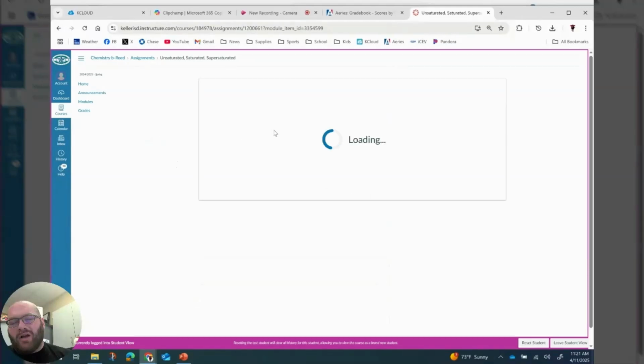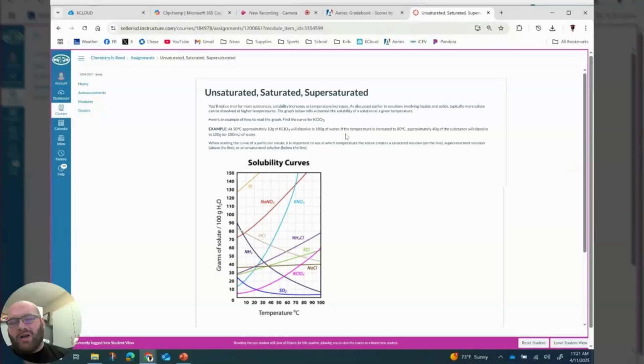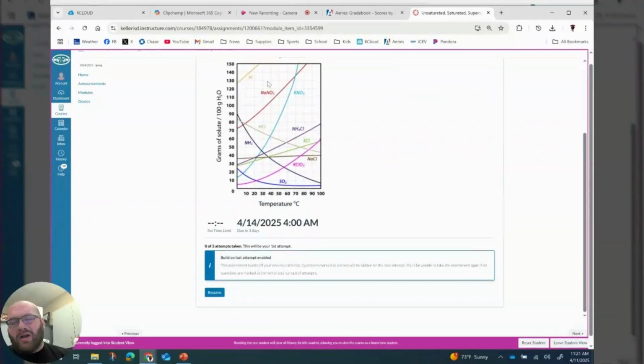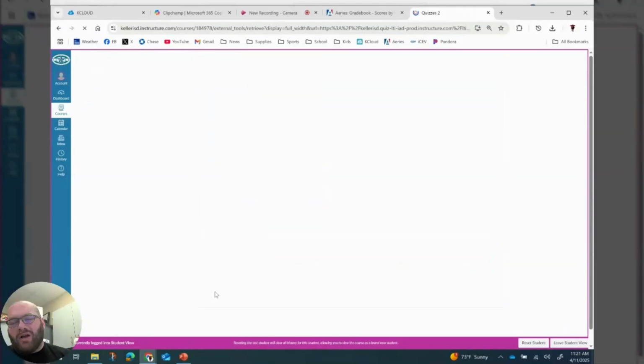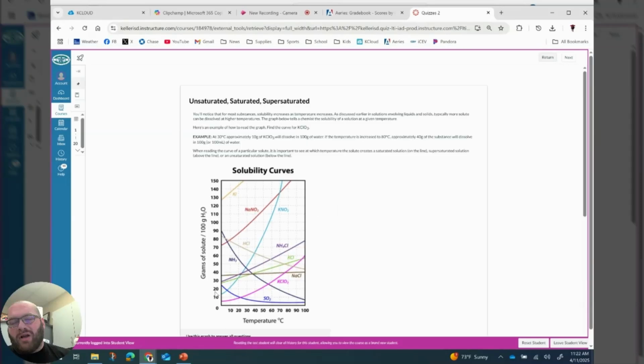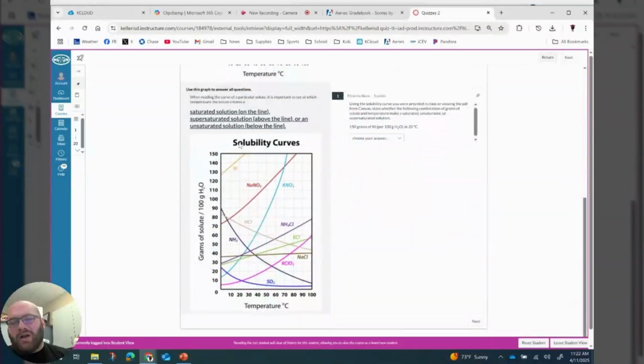If I can get it to pull up. I believe this one is 15 questions, and it's going to use this graph on every question. And just like the others, 3 attempts possible, it will build. So for your second and third, you should only have to do the ones that you missed on the first attempt. And so they'll all kind of look like this. This will only be on the first one with the graph, but all of them will be like this. Give you kind of a hint over here, if you will.